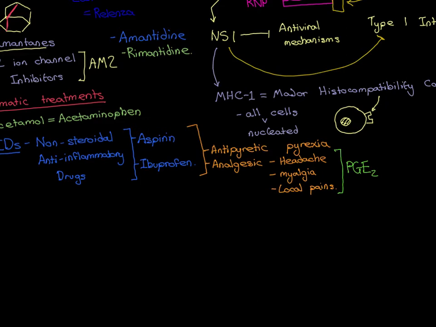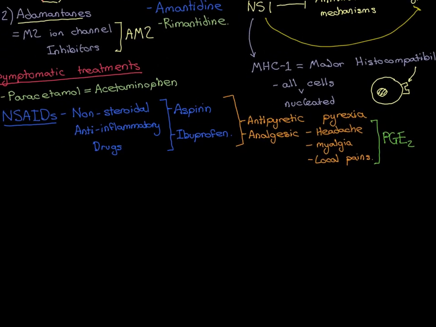So aspirin and ibuprofen, and indeed all other NSAIDs, the non-steroidal anti-inflammatory drugs, are going to inhibit the synthesis of prostaglandin E2, and therefore they're going to get rid of all of these symptoms that are dependent on prostaglandin E2. So, a little bit of biochemistry then. How do you synthesize prostaglandin E2? Prostaglandin E2 is synthesized from the precursor arachidonic acid, as indeed all prostaglandins are.